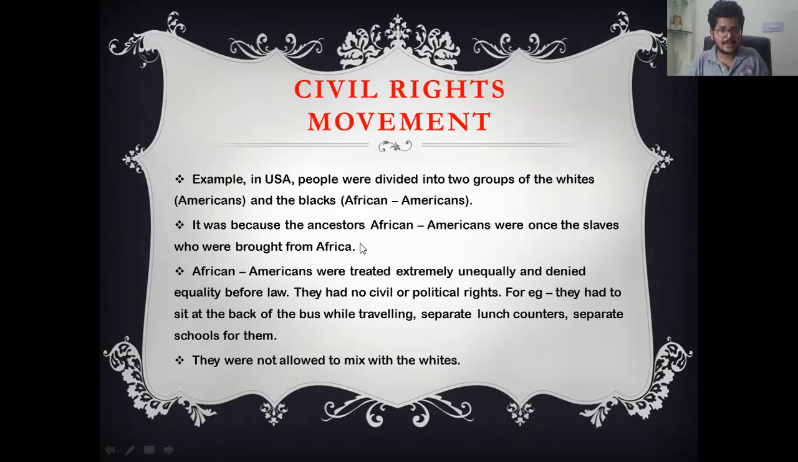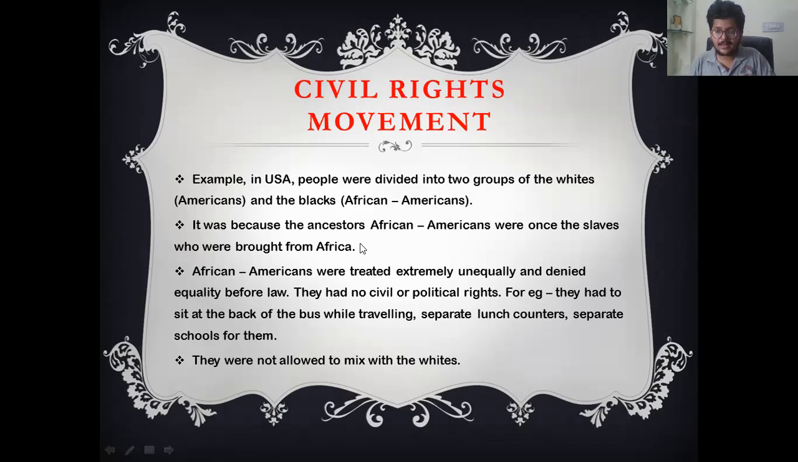African Americans were treated extremely unequally and denied equality before law. They had no civil or political rights. How so? They were denied equality before law. They were not given equality as compared to the whites, and they had no civil or political rights also. For example, they had to sit at the back of the bus while traveling.